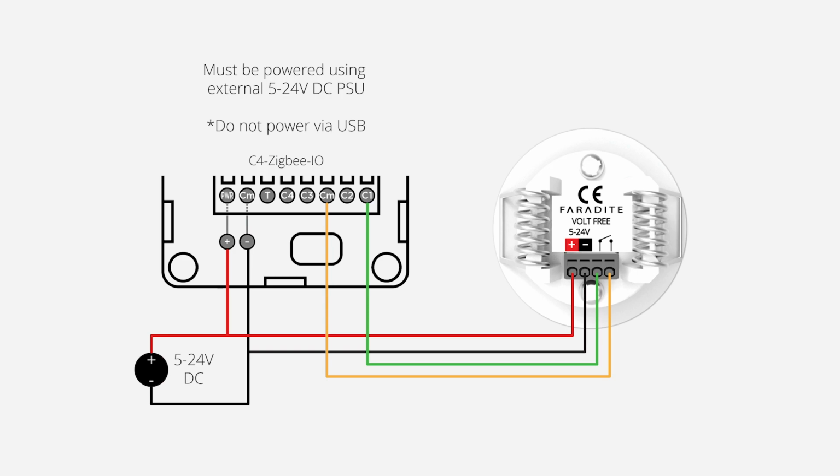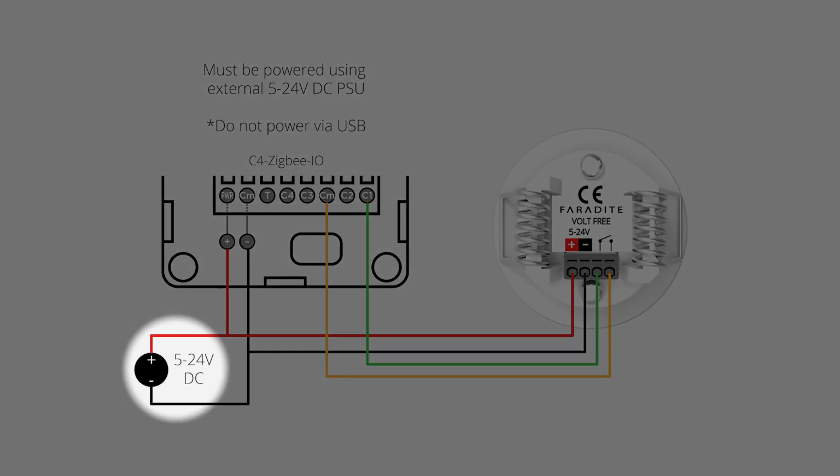The Control4 Zigbee IO is a wireless module, allowing the connection of up to 4 motion sensor 360 volt-free. First, power the Zigbee IO device with an external power supply. Connect the PWR terminal to the plus terminal of the motion sensor and the CM terminal to the minus terminal.